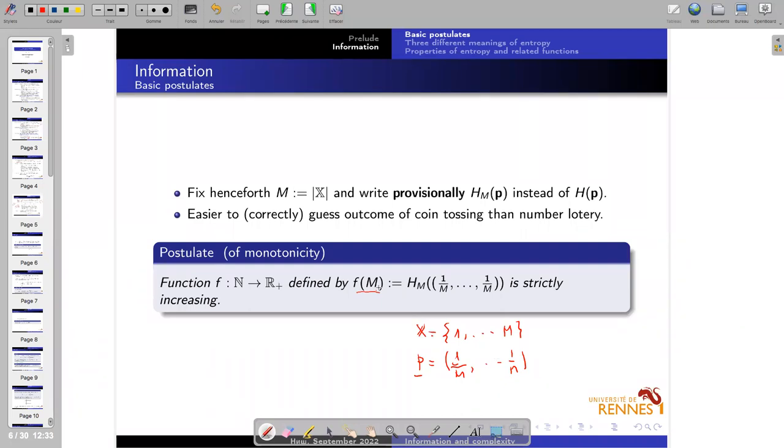Since I have this observation, that means the function f is strictly increasing. So it's a very reasonable postulate. So this is the postulate of monotonicity. So that's the first postulate for the information.